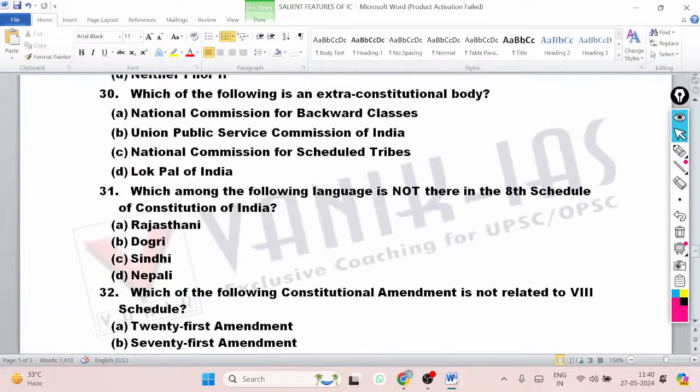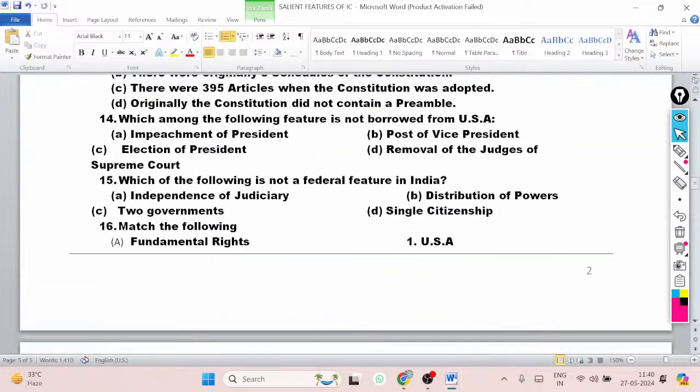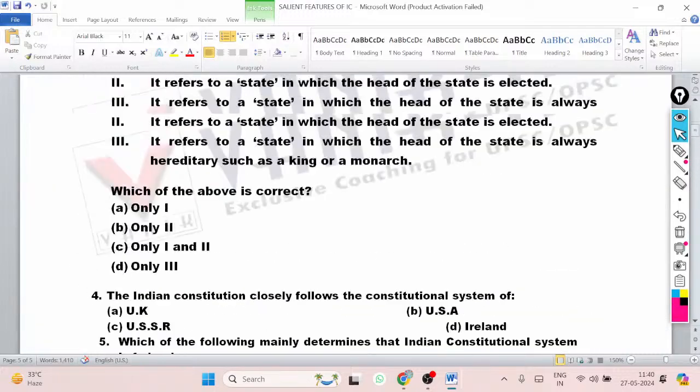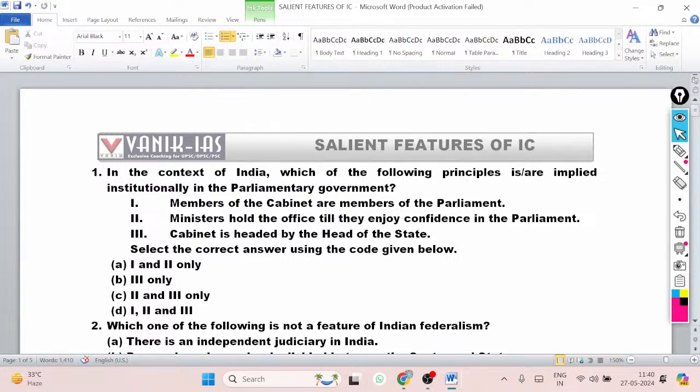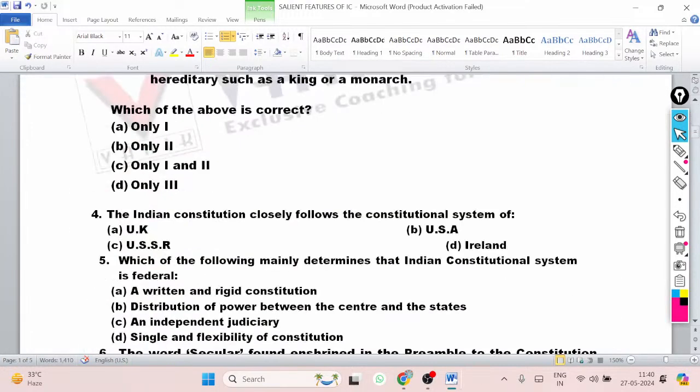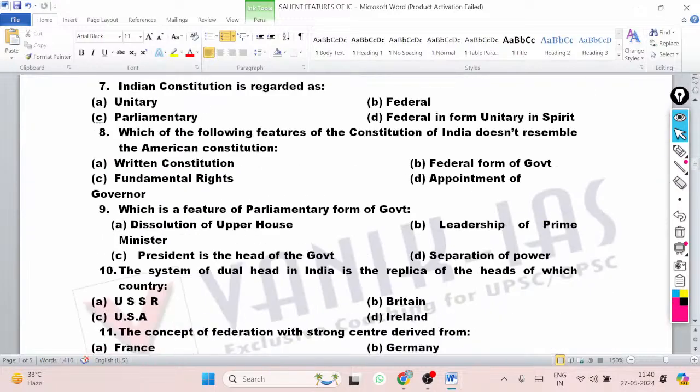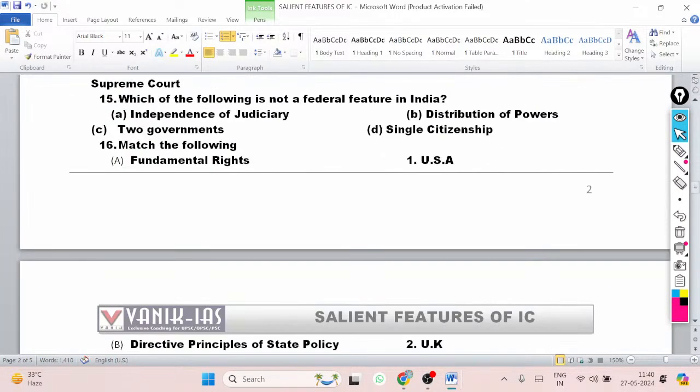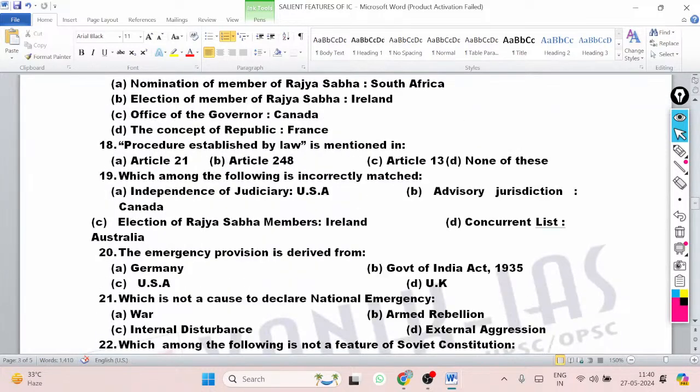So today we have discussed very standard questions on salient features. They are not very tough questions, but I have provided them for clearance of your basics. In the next class, I'll be bringing some tough questions based on previous year papers, and we'll also discuss some advanced questions that appear in the OPSC examinations. I think this discussion is very helpful to all of you.